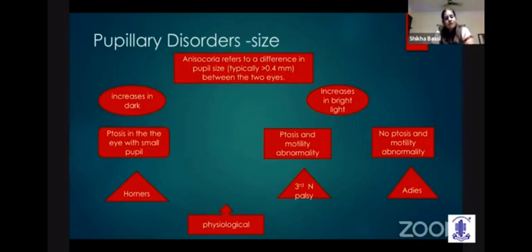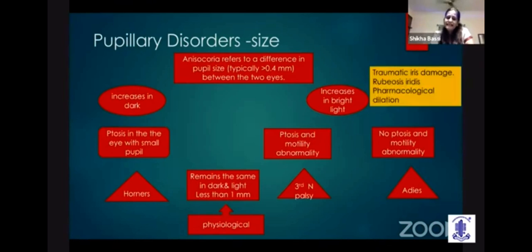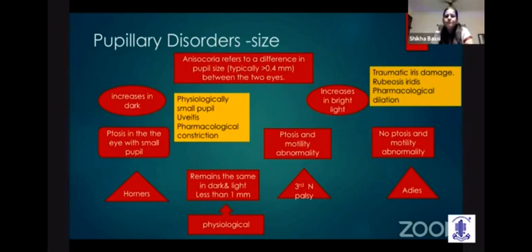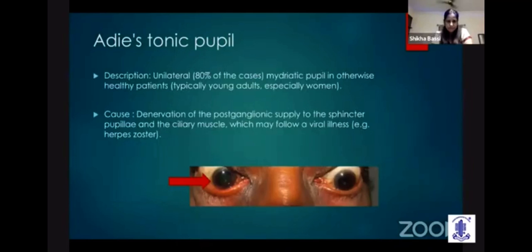It could also be a physiological anisocoria, that is, if it remains the same in dark and light, but it's usually less than 1 millimeter. Now, a unilaterally dilated pupil can also be seen in traumatic mydriasis, in rubeosis, and if you have put some dilating drop. Similarly, a unilaterally miotic pupil could be a physiologically small pupil, or could be seen in uveitis or because of pharmacological constriction.